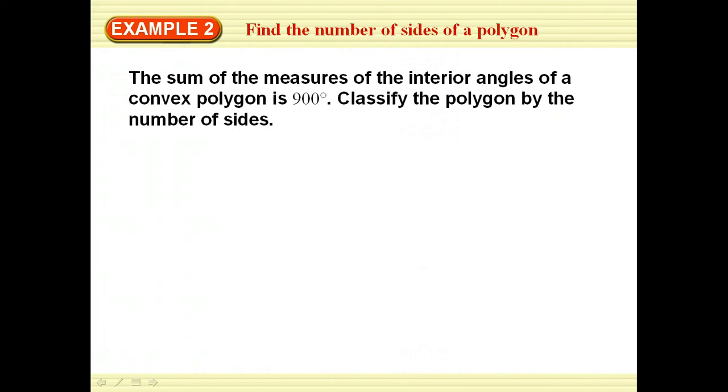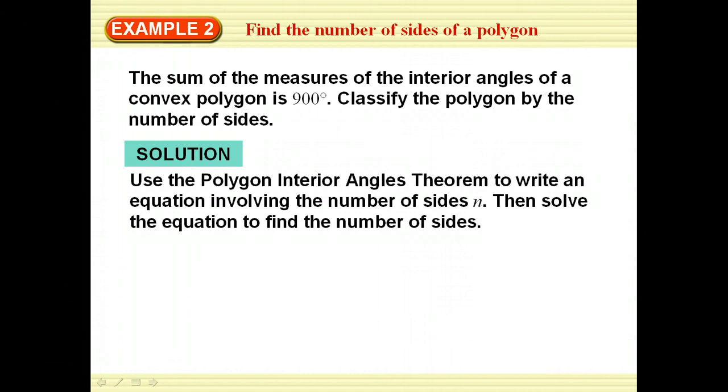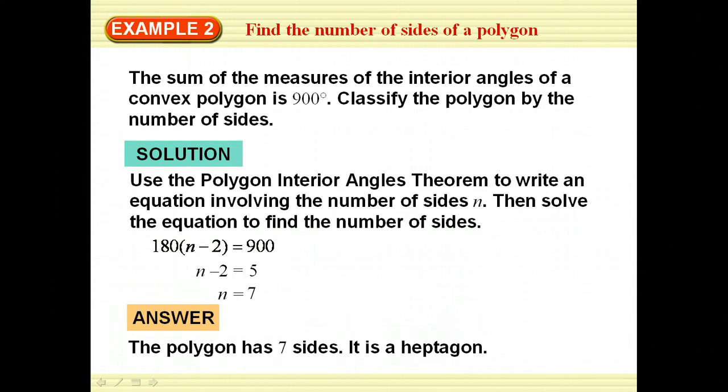The sum of the measures of the interior angles of a convex polygon is 900 degrees. So how would I classify that polygon? Well, I'm going to use the same idea. I'm going to write my equation. 180 times n minus 2 is equal to 900. I'll divide by 180 to get n minus 2 is equal to 5. Then add 2, so n is 7, which means that what I have is a heptagon.